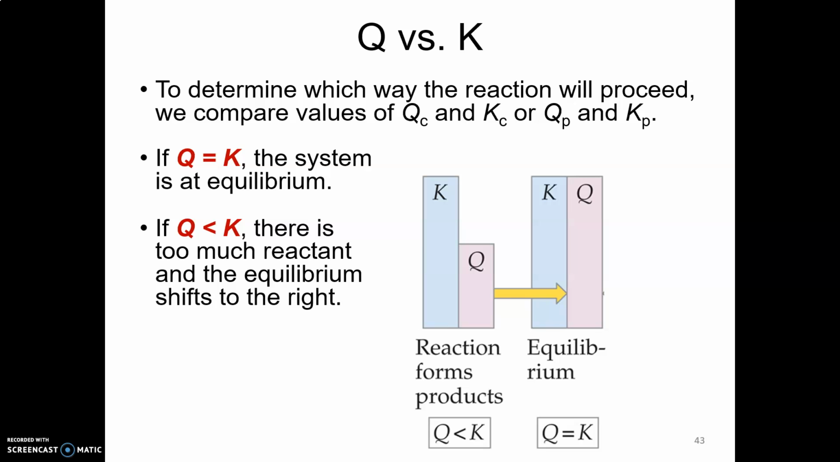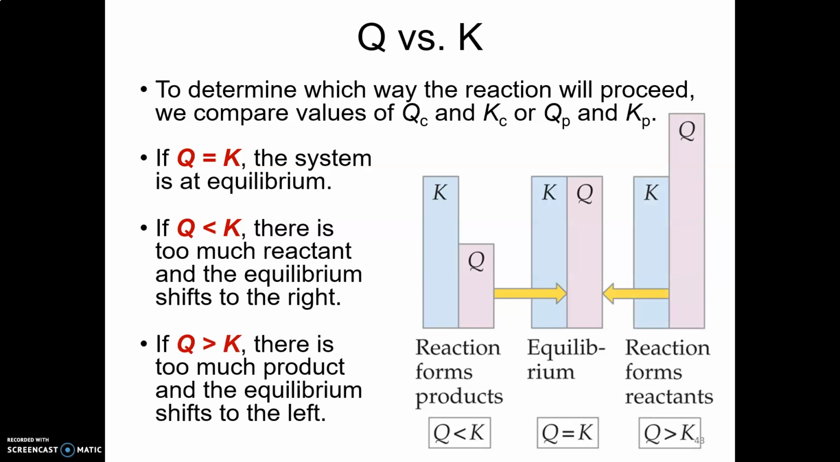So if Q is greater than K, then it's the exact opposite, right? It's going to shift towards the left, towards the production of more reactants. Because if Q is the bigger number, then you're already starting with a lot of product, right? So if K is smaller than Q, then it has less product. It has less numerator, which means it's going to have more reactants, which means it's proceeding in the left direction.